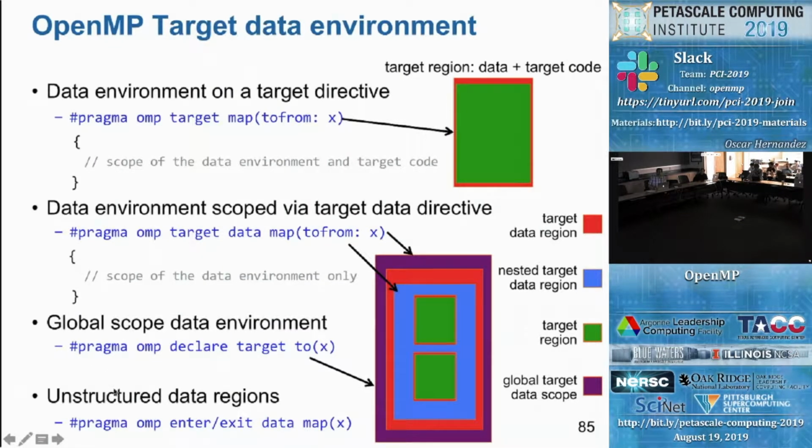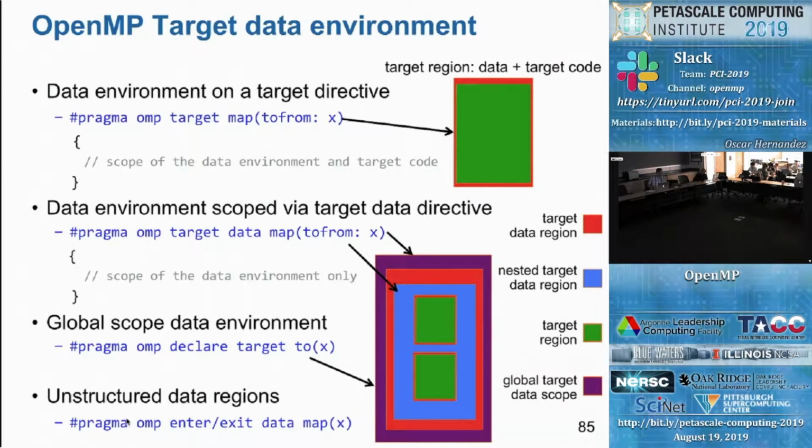In this case, you can create these data environments dynamically. For example, you can say pragma omp target enter data map in one section of your code, and then later on you can do an OMP target exit data. For example, you exit the data environment for a specific accelerator.